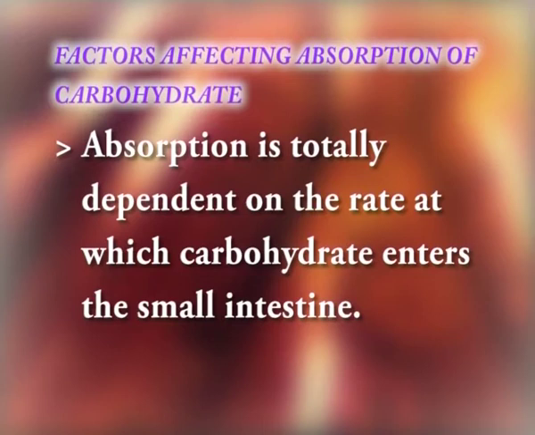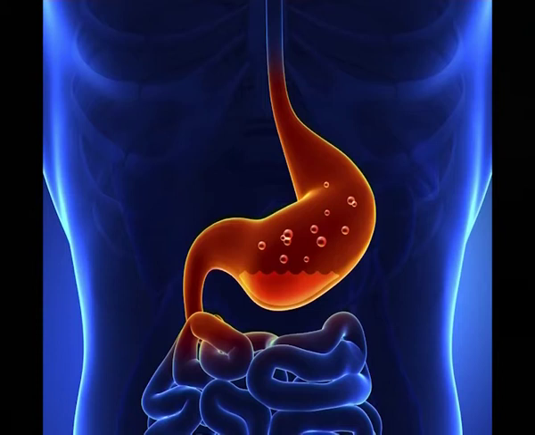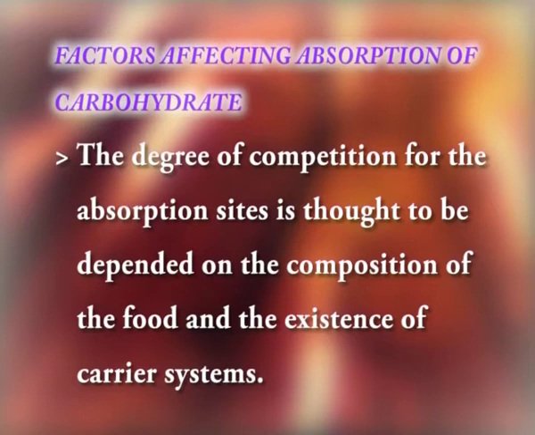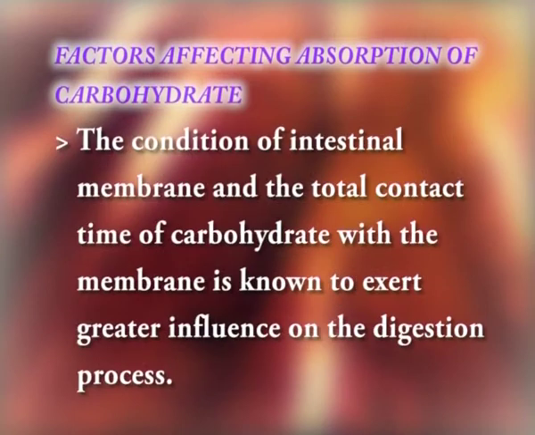Absorption is totally dependent on the rate at which carbohydrate enters the small intestine. This depends on the motility of the stomach, control of the duodenal sphincter muscle and the pyloric valve. The degree of competition for the absorption sites is thought to be dependent on the composition of the food and the existence of carrier systems. The condition of the intestinal membrane and the total contact time of carbohydrate with the membrane is known to exert greater influence on the digestion process.